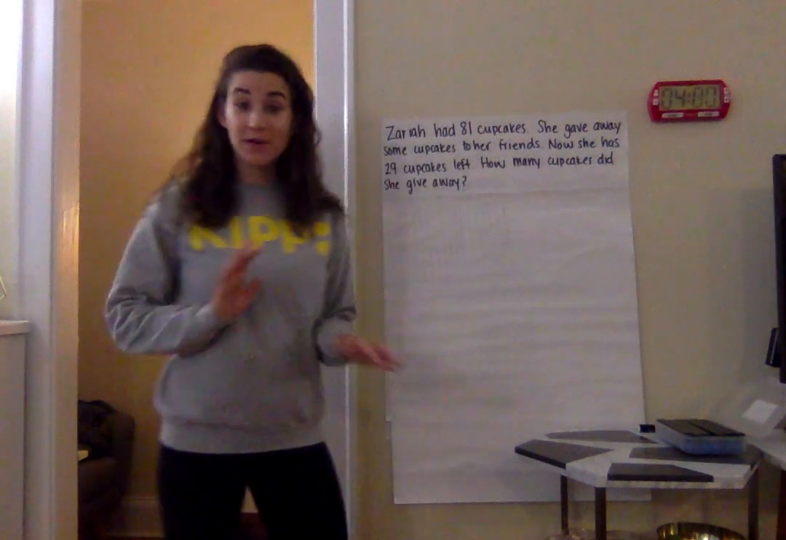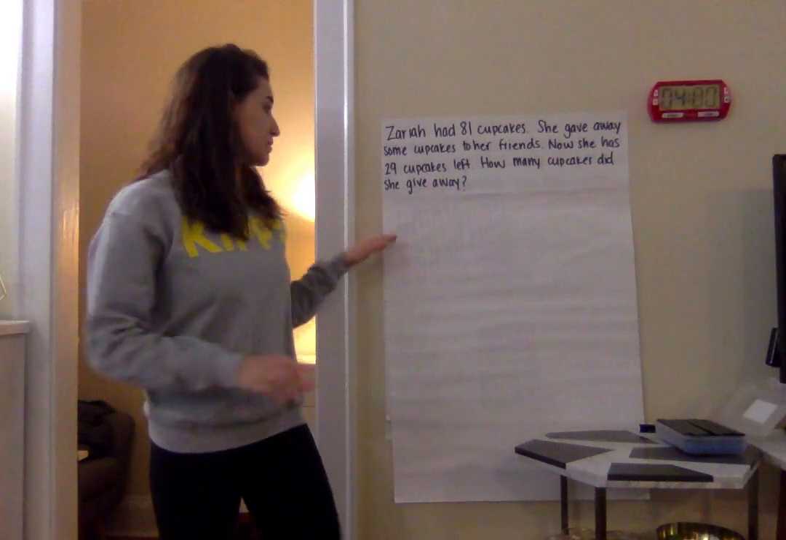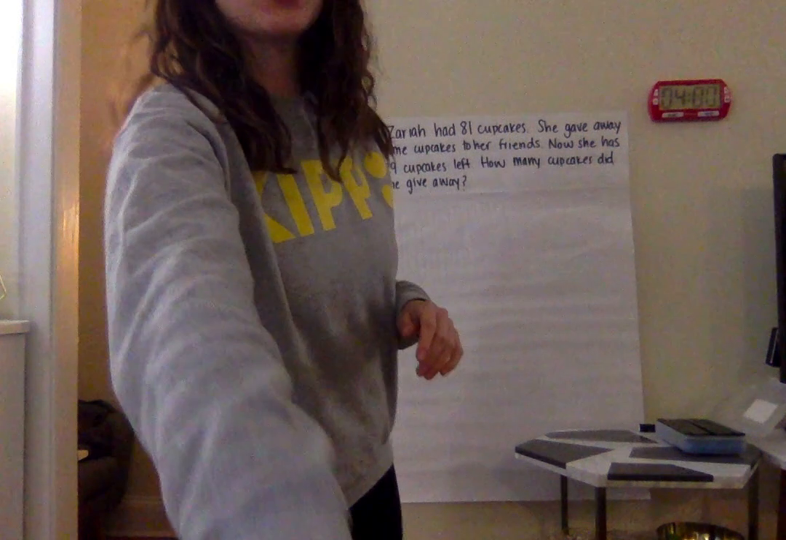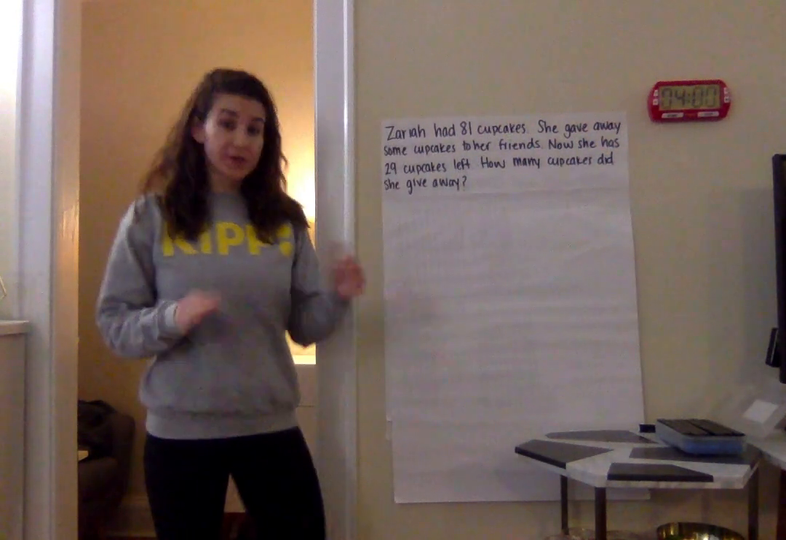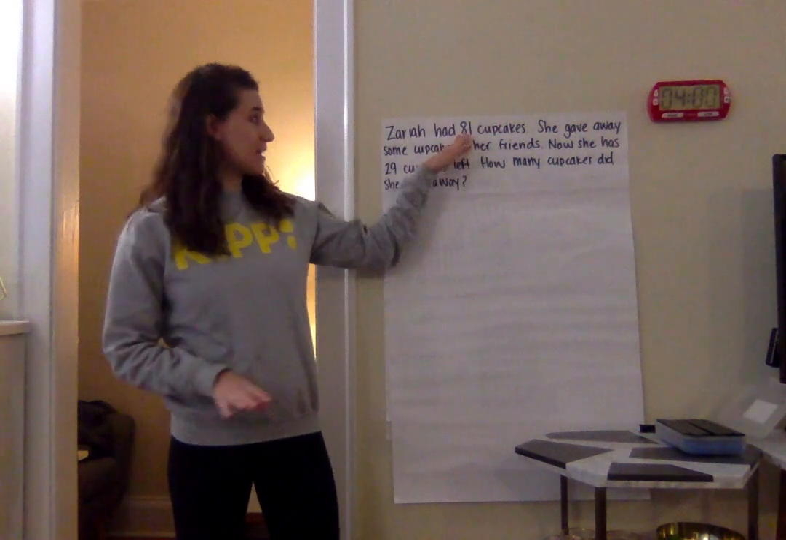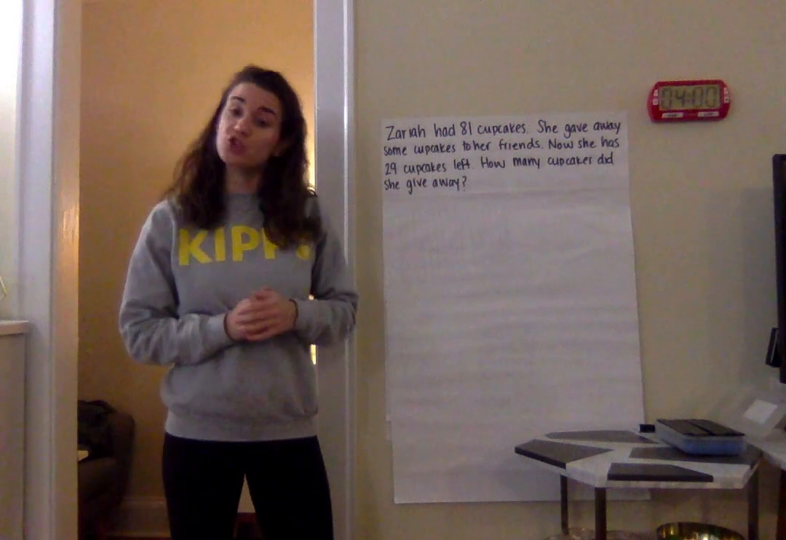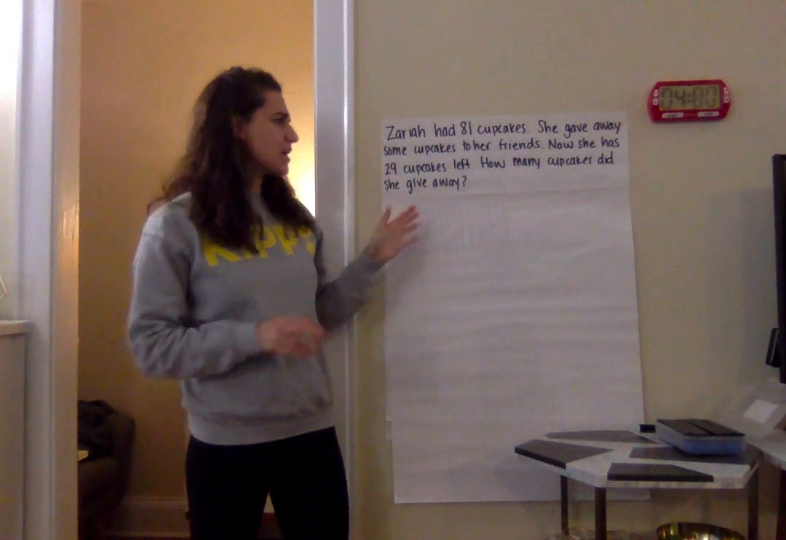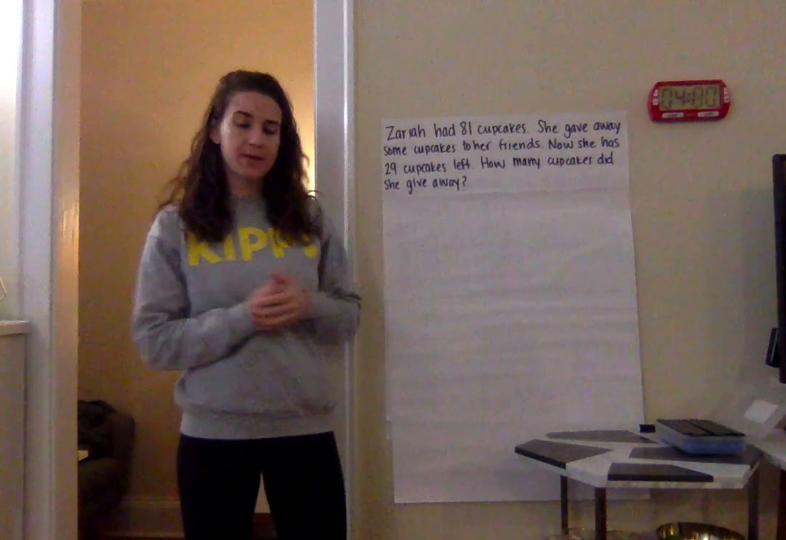All right, my friends, I hope you had enough time to solve. I am super excited to show you the 2 ways that I chose to solve this problem. We're going to start with a subtraction strategy. So I'm going to get out 81 cubes to show the 81 cupcakes Zariah had. And then I wonder if you can tell me how many I'm going to take away.